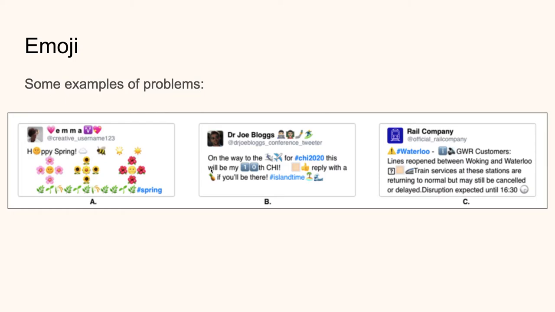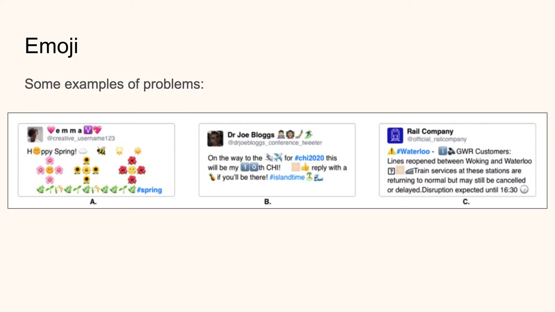Example A: someone has used emoji to create a picture. So you've got a whole bunch of issues here. You've got emoji within the screen name. That's going to read all of them out. I just want to know that it's Emma. It's also E space M space M space A, so I've got to spell it to myself now, which is annoying.